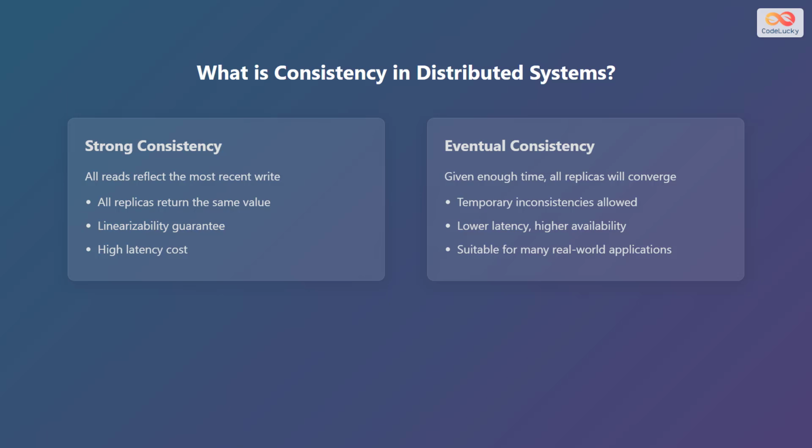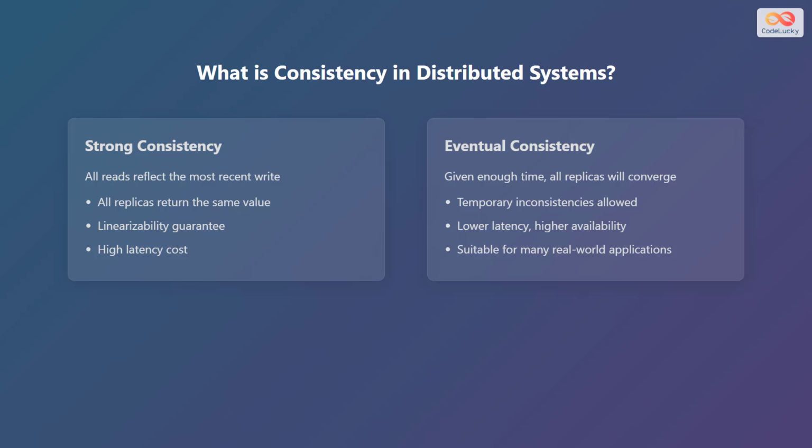First, let's understand what consistency means in distributed systems. We'll compare two main approaches: strong consistency and eventual consistency. Strong consistency means that all reads will reflect the most recent write. In other words, all replicas return the same value, and there's a linearizability guarantee. However, this often comes with a high latency cost.